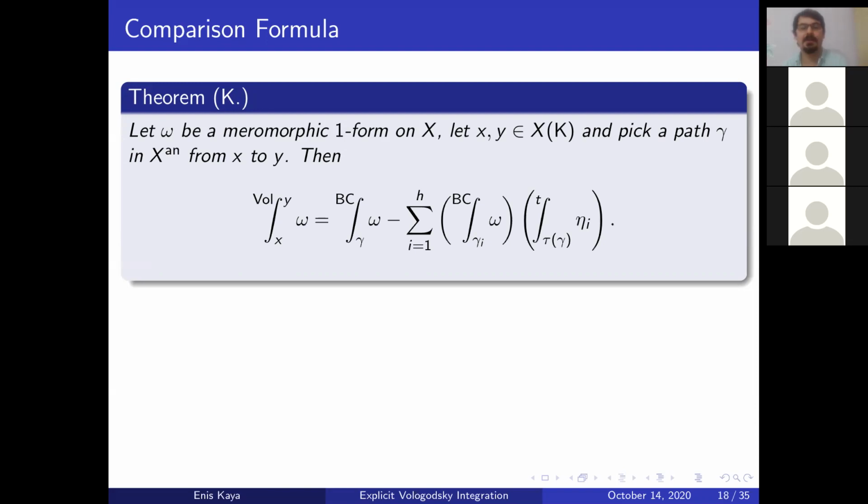So the theorem says that we have the following equality. On the left-hand side, we have the Vologodsky integral. On the right-hand side, we have the Berkovich-Coleman integral minus an expression, which I call a correction term. What is the advantage of this formula? On the left-hand side, there is something we want to compute. And on the right-hand side, there are Berkovich-Coleman integrals and tropical integrals. And tropical integrals are quite easy to compute in practice. So all we need to do is just to give a method to compute these Berkovich-Coleman integrals, and that's it.